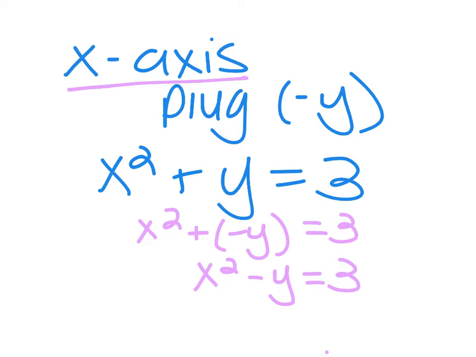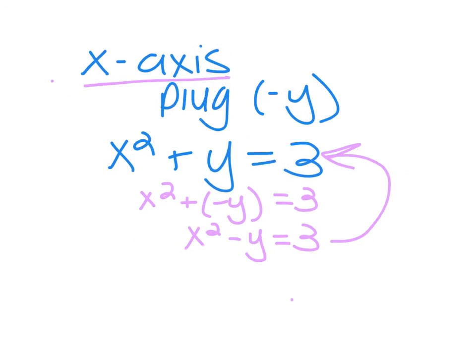And then you want to see, does that equal your original equation? Is this exactly the same as that? In this case, is it? No. The other option is that all of the signs have switched. The y has switched, but not the x squared or the 3. So this would be not symmetric to the x-axis.